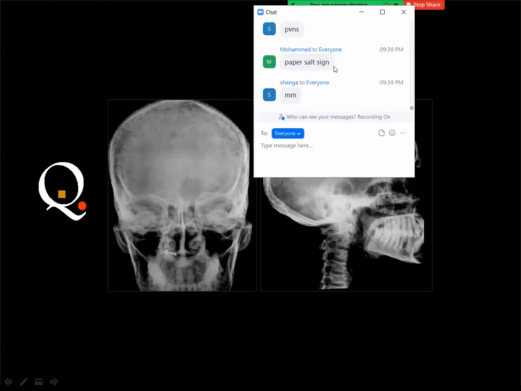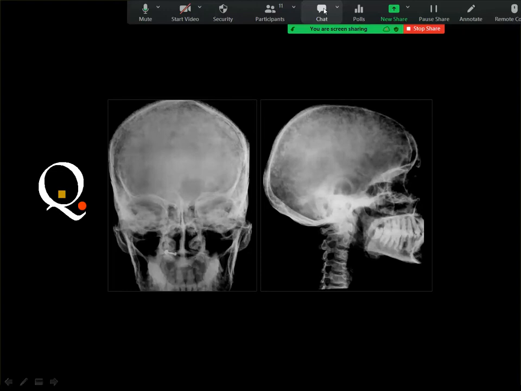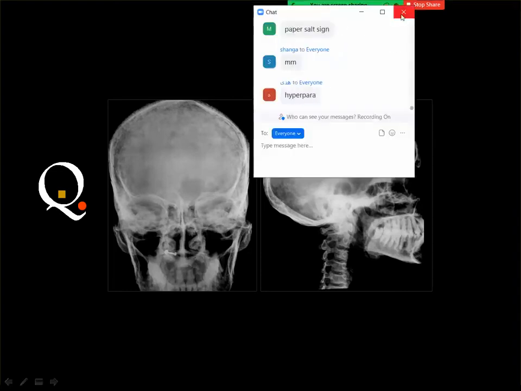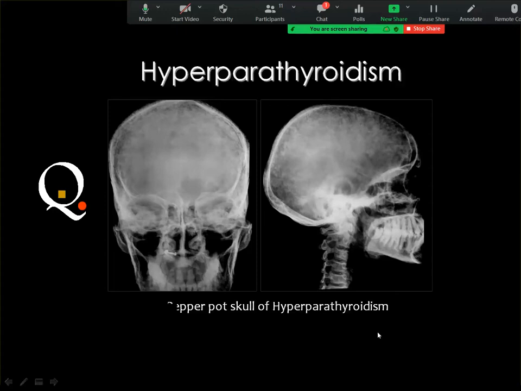Yeah, salt and pepper sign is a good answer, but what does this sign mean? Multiple myeloma is not right. What do you mean by salt and pepper? Yes, and this is hyperparathyroidism, a good answer. You got rarefaction of the calvarial bones with some erosive changes or demineralization of the outer table and the inner table, which are some of the classic findings of hyperparathyroidism.